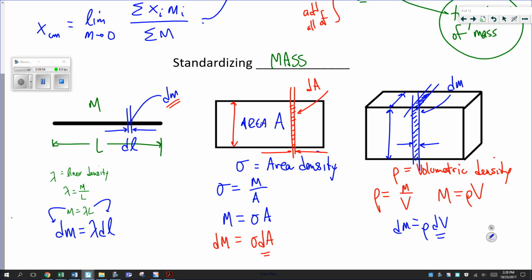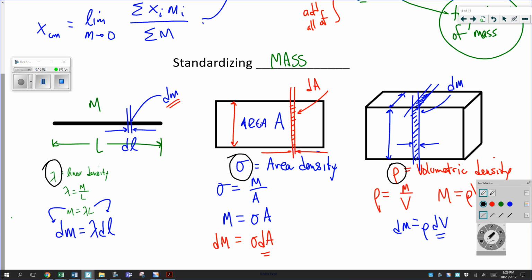All right, but we got to get comfortable with when it is appropriate to use each of these expressions for density based on the form that we're using. Are we talking about a linear object or a one-dimensional object or a two-dimensional object or a three-dimensional object? All right, so let's talk through a couple of examples.